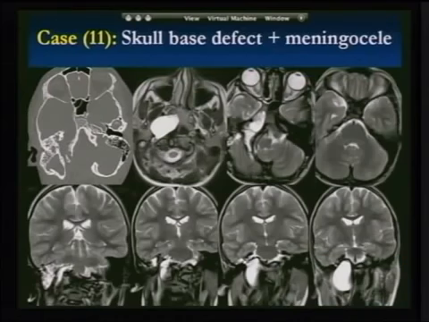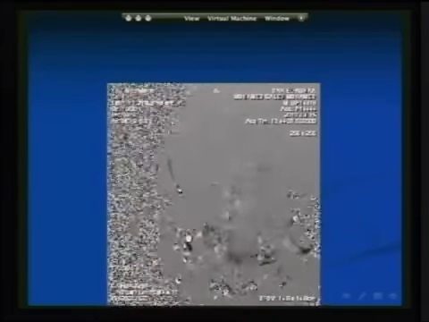Our last case, a patient coming with a skull-base defect and a meningocele. We can see here that there is a defect along the right petroclival fissure and a meningeal sac protruding down in the parapharyngeal space, and the surgeon wants to know if there is direct communication between the CSF flow in the skull with that space. The answer was yes, it was communicating.